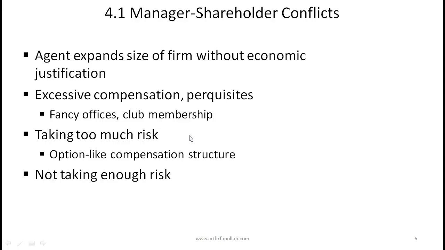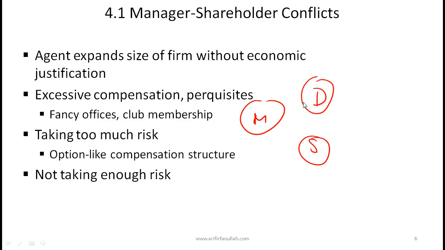Okay, so if there are three entities, managers, directors and shareholders, the two kinds of conflicts that we'll talk about are between managers and directors and between managers and shareholders. So first let's talk about the manager-shareholder conflict. What are the inherent conflicts? The agent, who's the agent in this context? The agent is the managers.